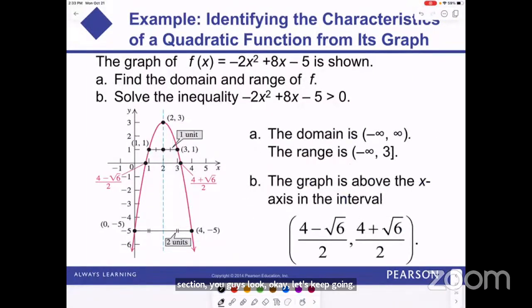Okay, I think they got the same domain and range and the same solution for the inequality.